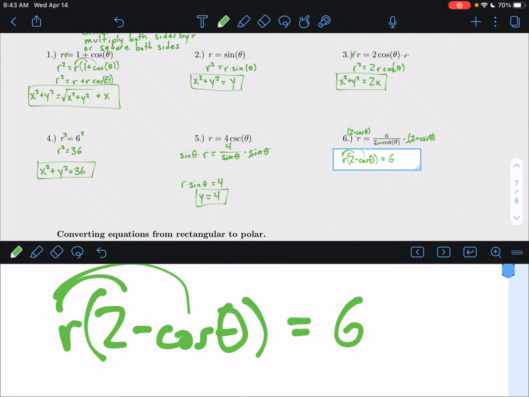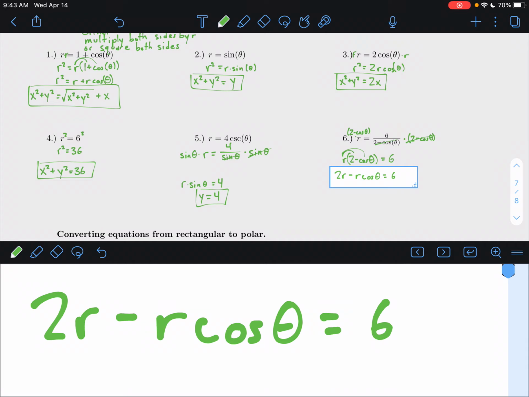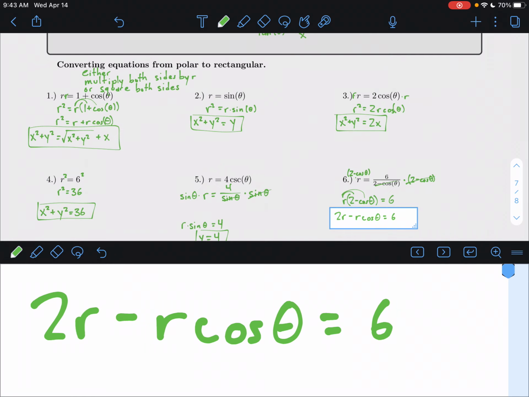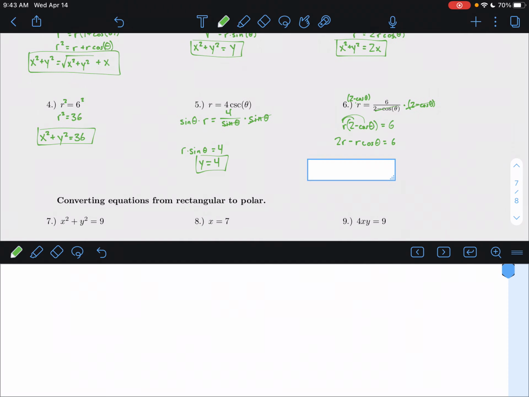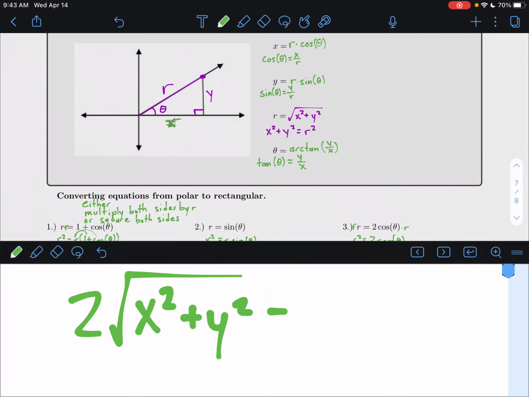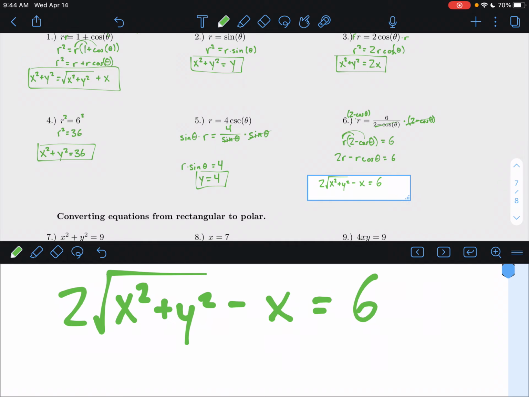I'll distribute the r. So I'd have 2r minus r times the cosine of theta is 6. And now let's replace things. So I know r is the square root of x squared plus y squared. So I'm going to have 2 square root of x squared plus y squared minus r times the cosine of theta is x equals 6.